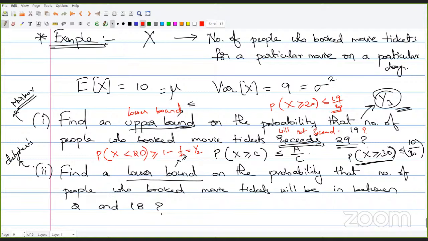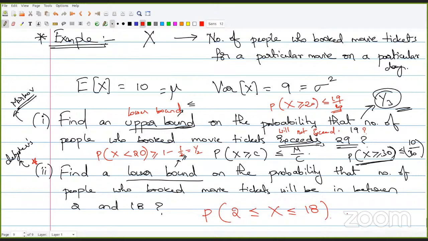Now you see, find this. Find a lower bound on the probability that the number of people who booked movie tickets will be in between 2 and 18. So what probability do I need to find? The probability that 1 minus 1 by K.